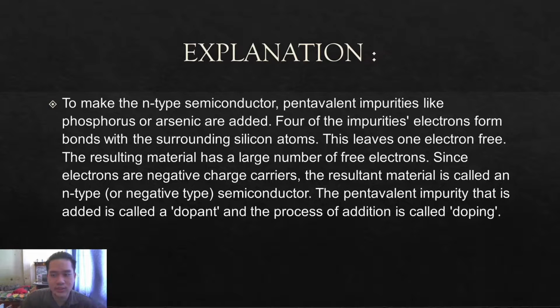4 of the impurities' electrons form bonds with the surrounding silicon atoms. This leaves 1 electron free. The resulting material has a large number of free electrons. Since electrons are negative charge carriers, the resultant material is called an N-type or negative type semiconductor. The pentavalent impurity that is added is called a dopant, and the process of addition is called doping.